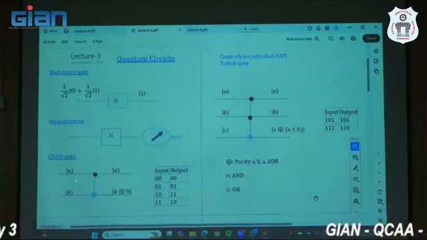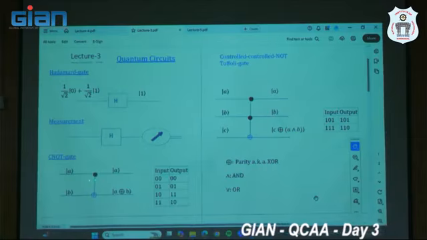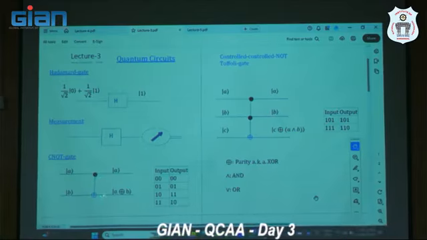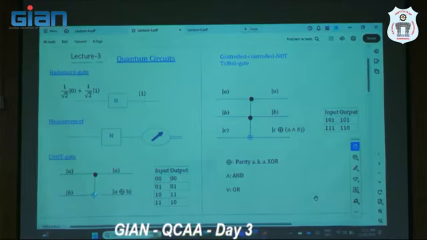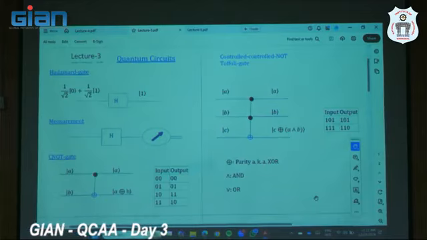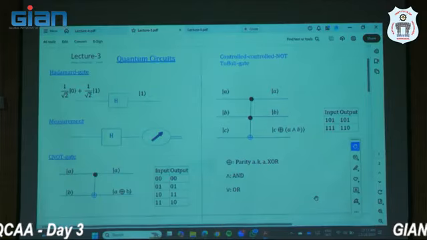So what happens in the CNOT gate? It is control on the first wire. This dot represents the control. This represents NOT, parity. Control NOT. A goes as it is, B goes to A parity B. Agreed? This is the action of the control NOT gate.